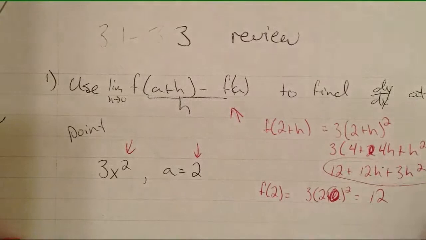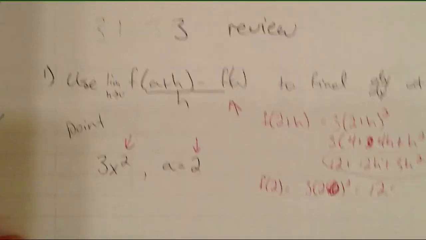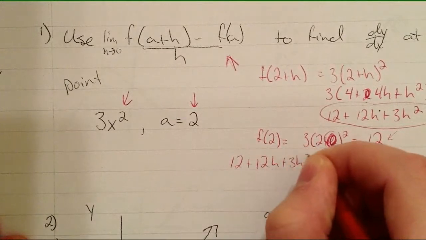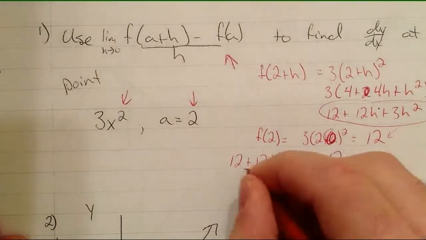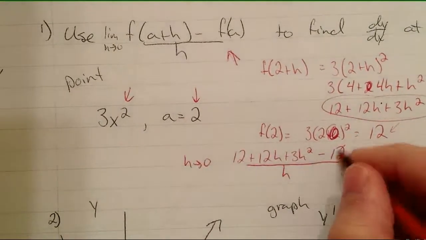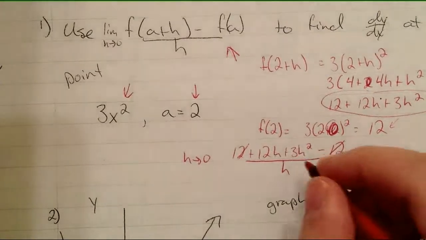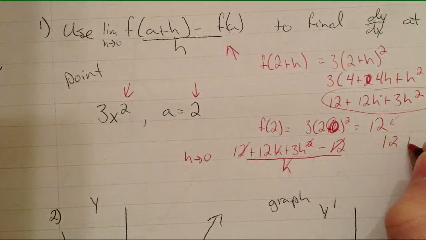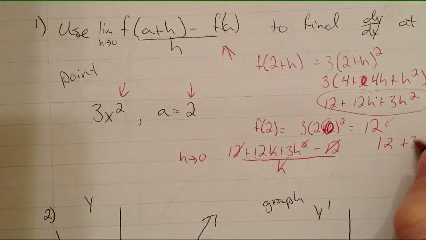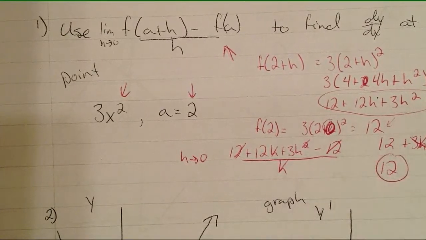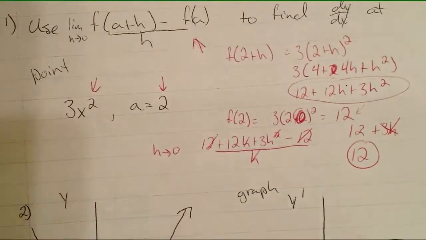So then I take this equation and I subtract from it this equation, right? So I have 12 plus 12h plus 3h squared minus my 12, all over h, as h goes to 0. The 12s cancel, right? The h cancels, so you're left with 12 plus 3h, but now your h is going to 0, so your answer is 12. Okay?